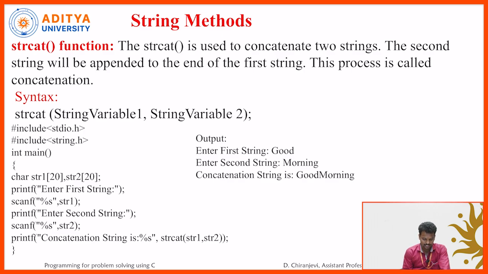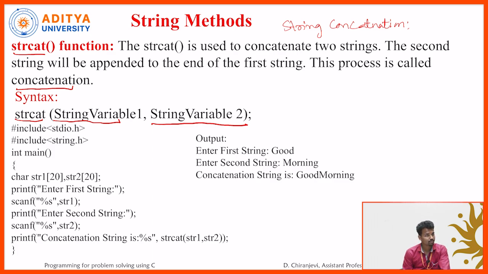Now, next one is strcat. strcat means string concatenation. What does concatenation mean? Concatenation means the second string will be joined at the end of the first string. The second string is appended to the end of the first string, and this process is known as concatenation. For the syntax, simply write strcat, then pass the first string variable and then the second string variable. The second string variable will be appended to the end of the first string variable.